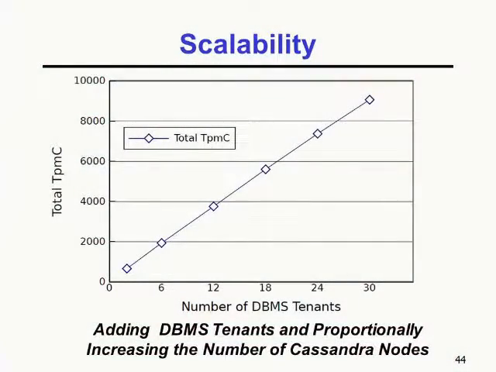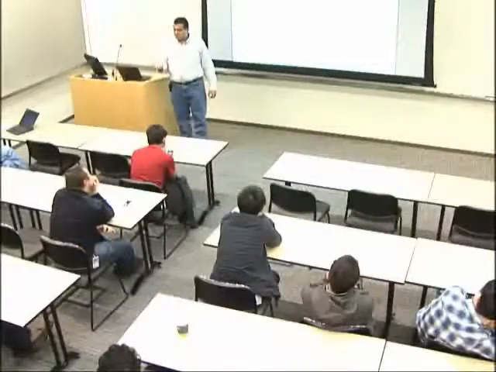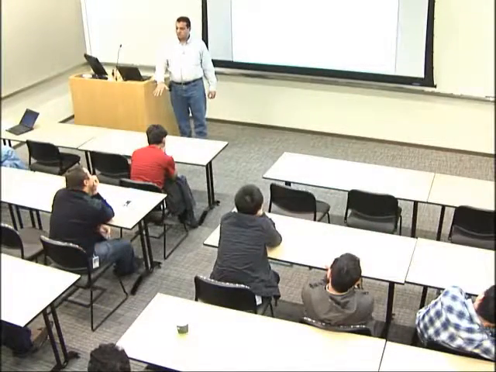So for every tenant, you add one node? No. We measured how much load a node can sustain in our setting, and it turns out that every one of the virtual machines we are using can sustain two instances of MySQL, and these two instances of MySQL need three Cassandra nodes to sustain.